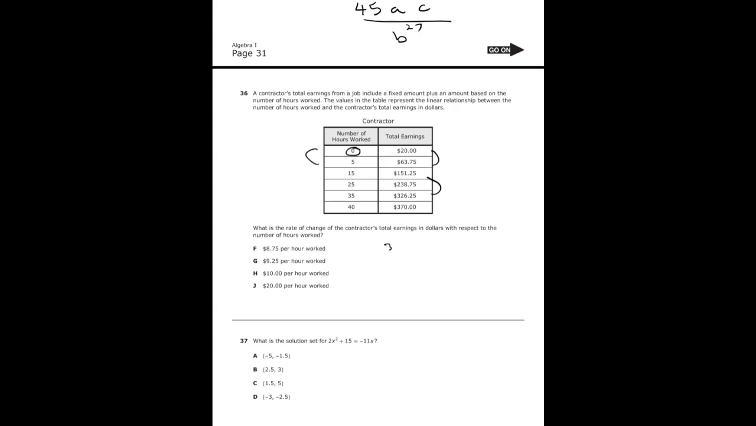So what am I asking here? Rate of change. Rate is going to be 326.25 minus 151.25. So this is 175. And we have 35 here. We have 15. That is 20. So 175 divided by 20, so it's about 8.75.